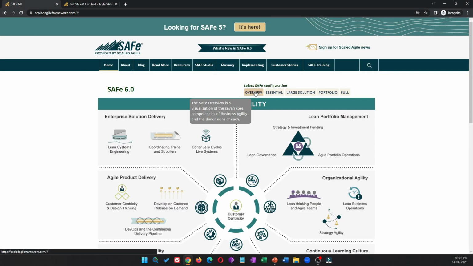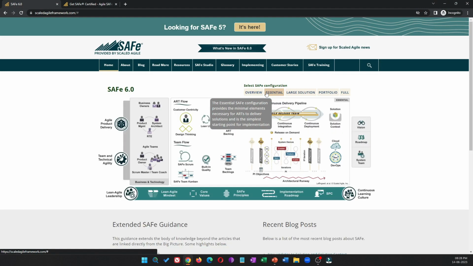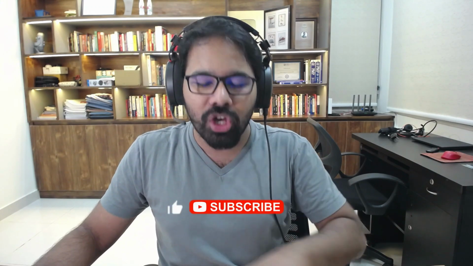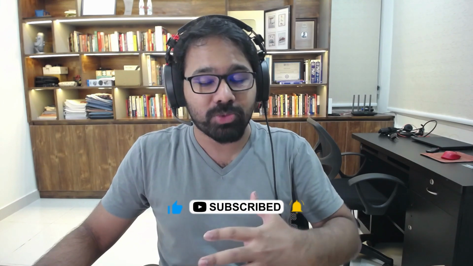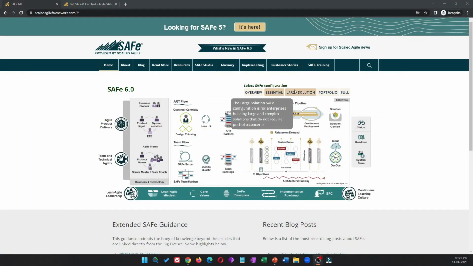So there are 4 ways your organization can go agile. The first way, the first configuration is known as the essential safe configuration, and this provides minimal elements necessary for agile release trains to deliver solutions and is the simplest starting point for implementation. What this essentially means is that the essential safe configuration is the first step that you take in order to have your entire organization follow agile, because we are talking about scaled agile, we are talking about enterprise level agile, right? So where do you start? You start at the essential safe configuration.